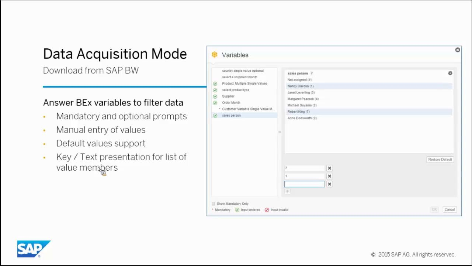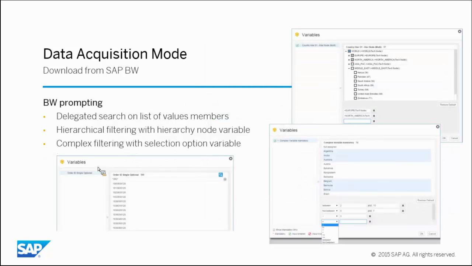If there are default values associated with the variable, that would also be respected, that would be listed by default in the variable screen. And depending on the user comfort, they can select to see the list of values as a keyword text to select and proceed with the variable selection screen. So in cases where we have a large set of values for the variable prompt, we do support delegated search for the list of values.